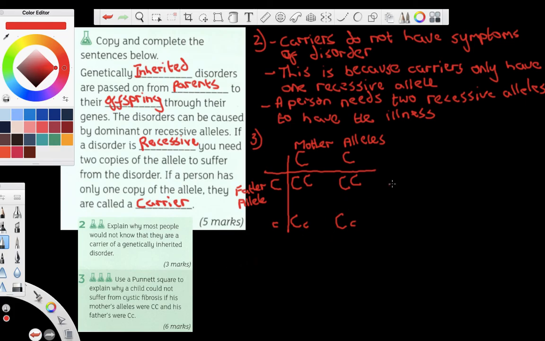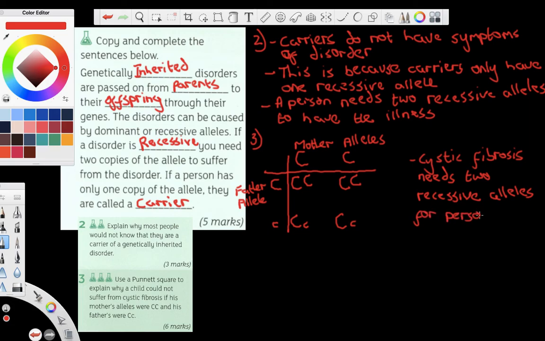Your 4th mark comes from saying cystic fibrosis needs 2 recessive alleles for the person to be a sufferer. Okay, so for the person to be a sufferer, you need to have 2 recessive alleles.